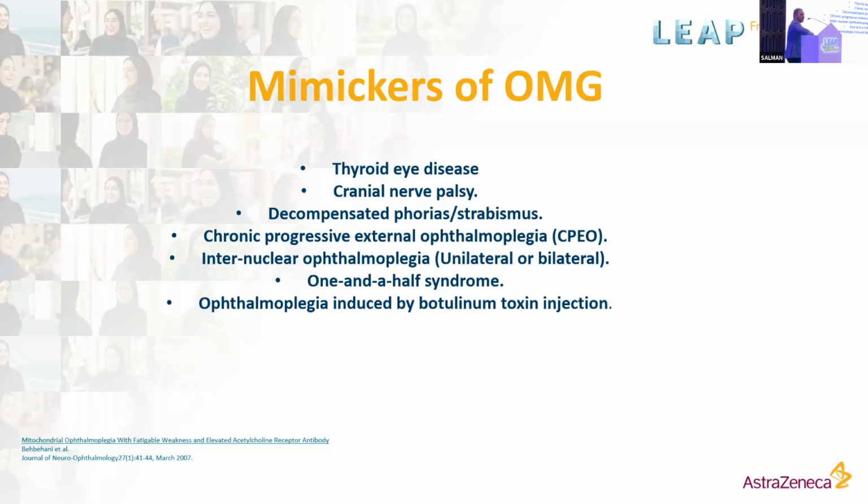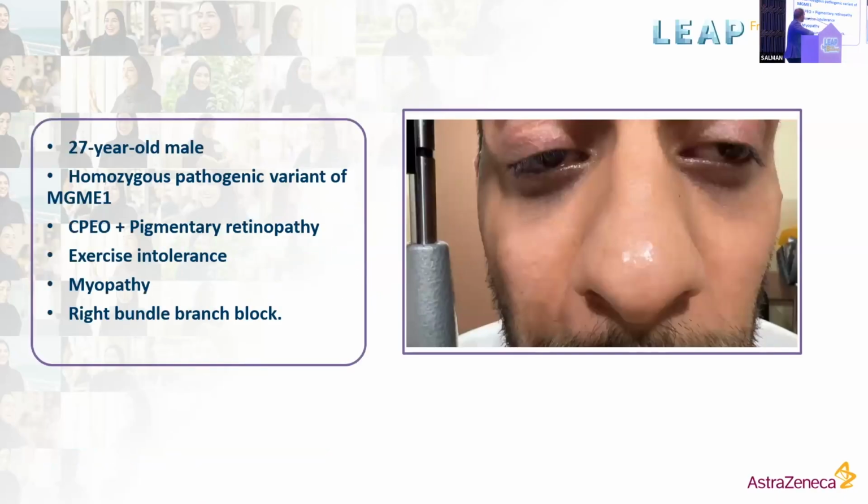Botox is another one. So if you see diplopia which is unexplained, always ask the patient about a history of Botox. And, understandably, some patients may not be willing to give that information. So ask about a history of recent Botox injection.